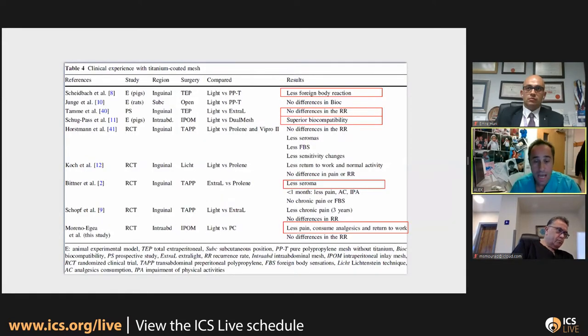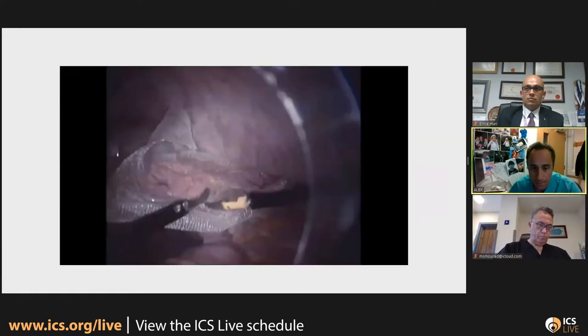And all these advantages have been summarized and confirmed by the systematic review and meta-analysis, where all the randomized control trials in which the titanium cover mesh was compared to other meshes, as you can see, showed that the titanium cover mesh caused less inflammation, less foreign body reaction, has a better biocompatibility and less pain.